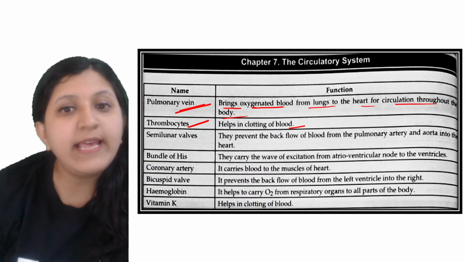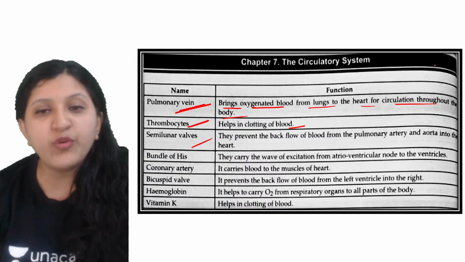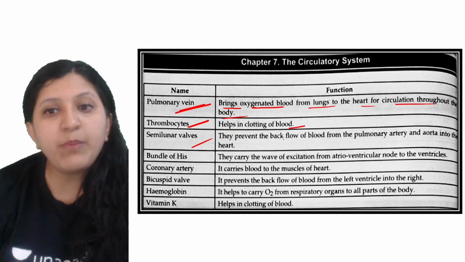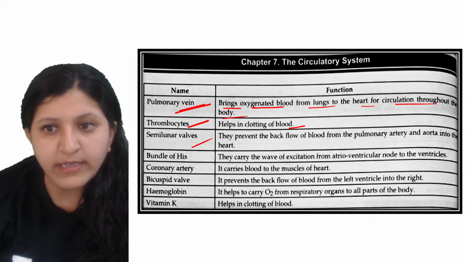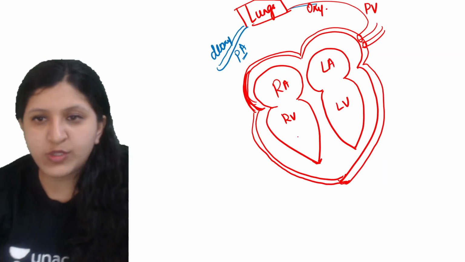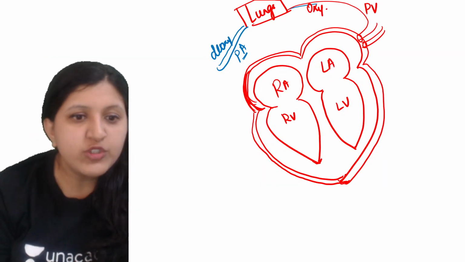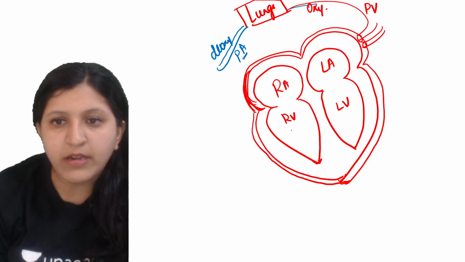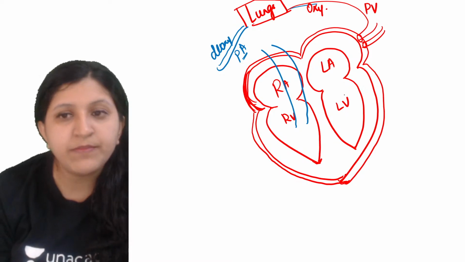Then there is the semilunar valve. Where do you find a semilunar valve? They prevent the backflow of blood from the pulmonary artery and aorta into the heart. Let's draw this here. Here is the pulmonary artery, which arises from the right ventricle.